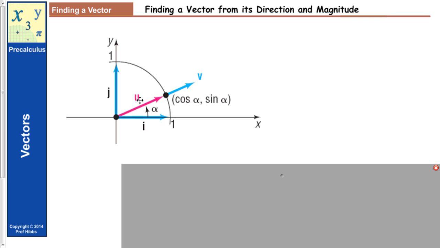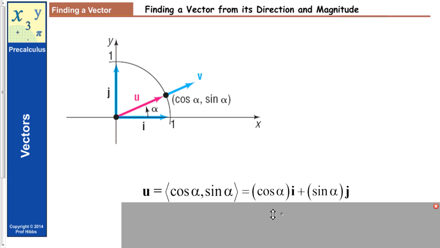Well, so we know the vector u, based on that information, in component form, or in terms of the basis vectors, or the standard unit vectors. So this vector u has the first component of cosine of alpha and the second of sine of alpha. And likewise, we can write it in terms of i and j.